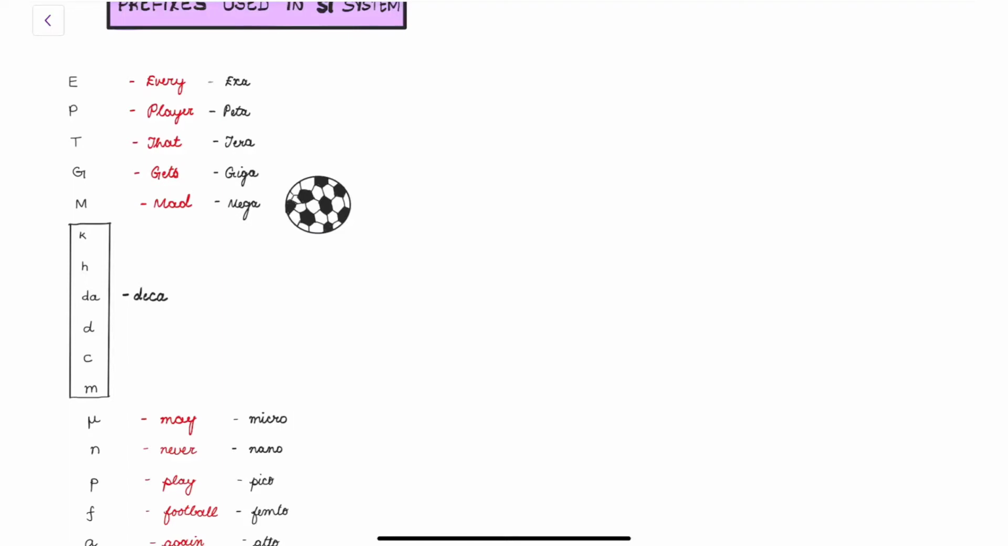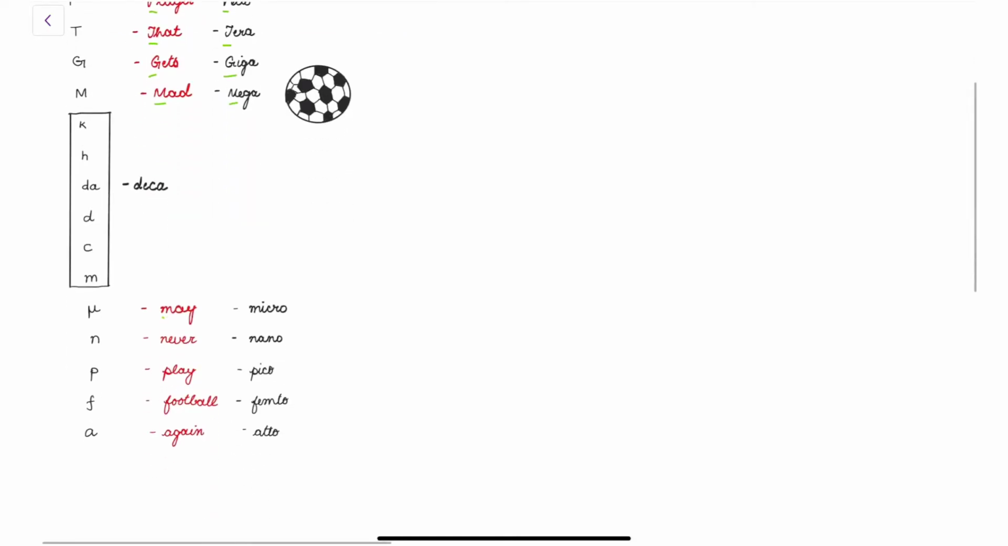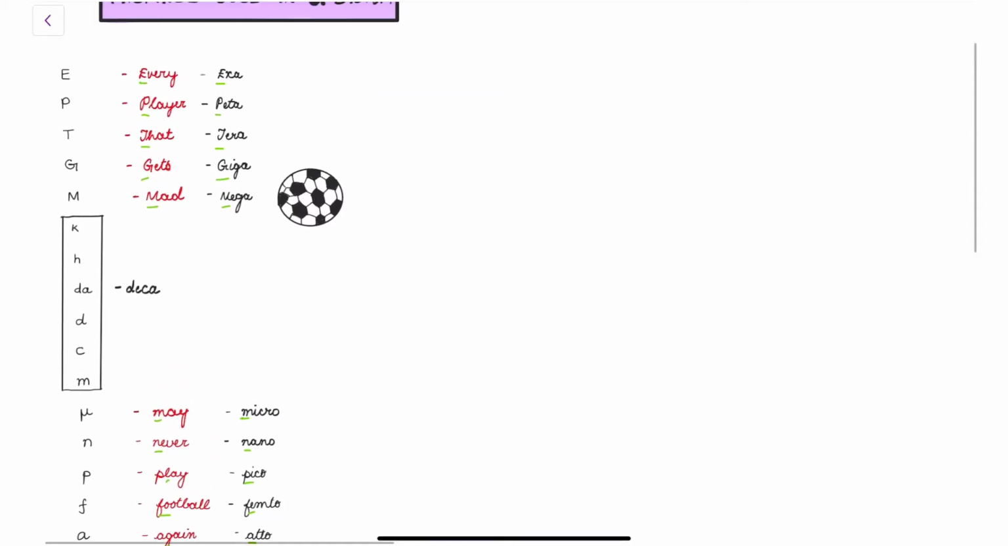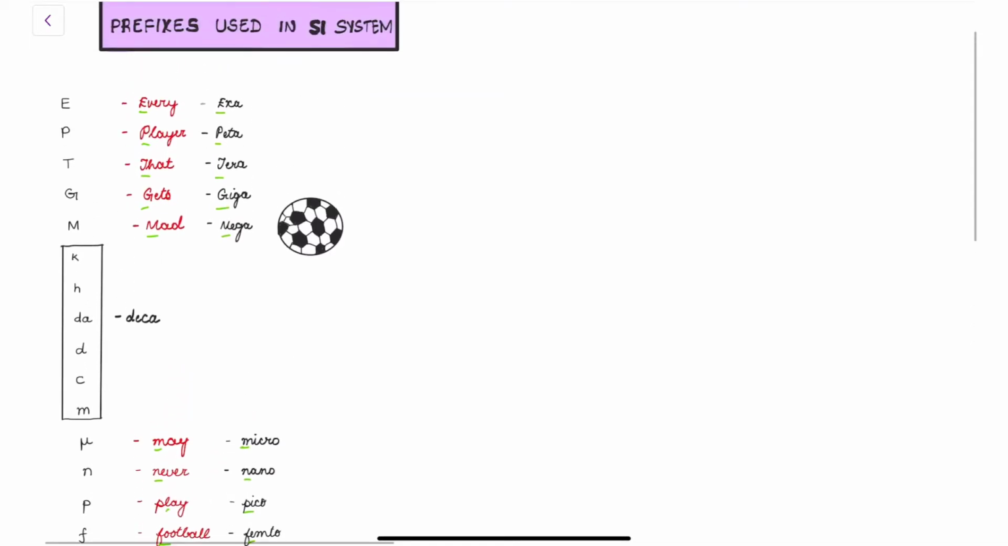Alright, let's get started. The trick: the starting letter is E, so exa; player, starting letter P, peta; that, so tera; G for giga; M for mega. Coming to the smaller units: micro, N for nano, P for pico, F for femto, A for atto. Having known this, let's move on to the multiples.